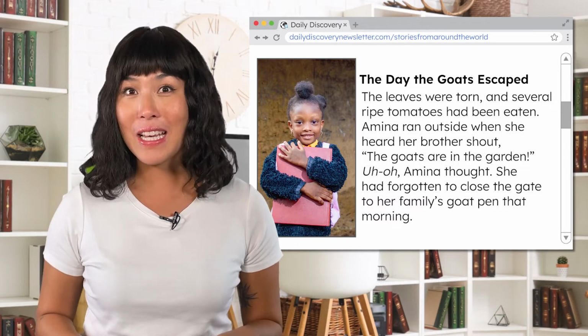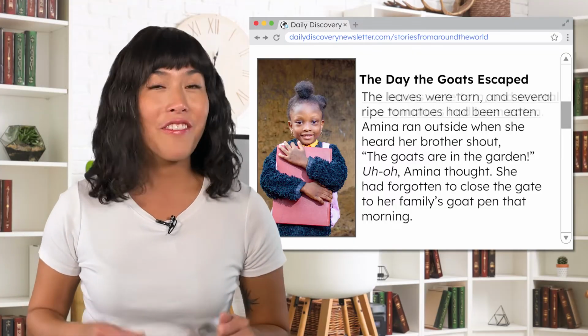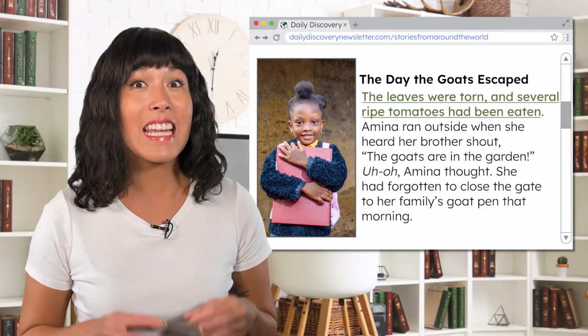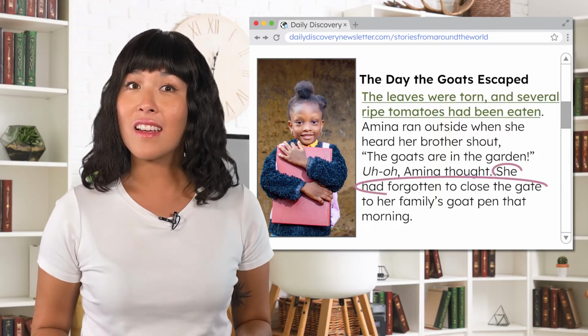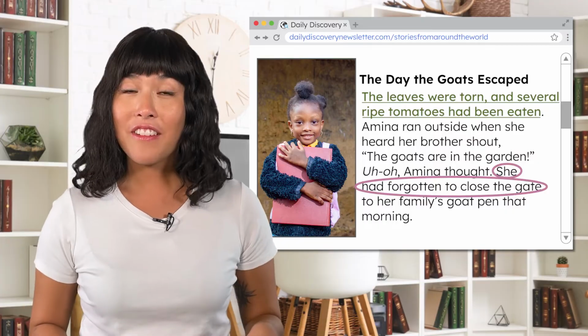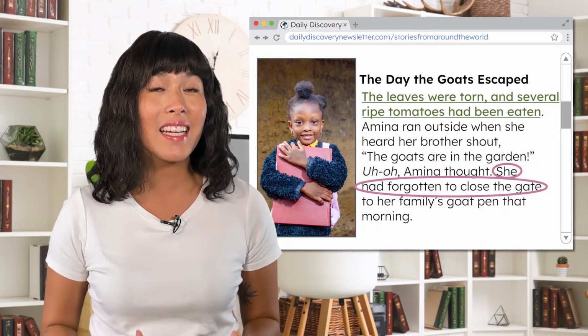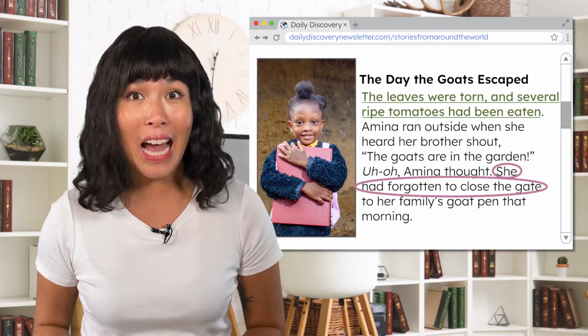This text is an example where we see the effect first and the cause after. The effect is that the goats got into the garden and ate the tomatoes. The cause is that Amina had forgotten to close the gate. The events are connected because Amina's action of forgetting to close the gate led to the goats getting out and into the garden.